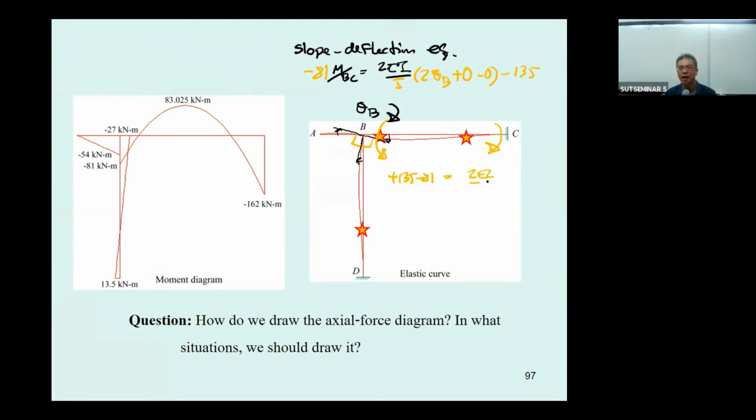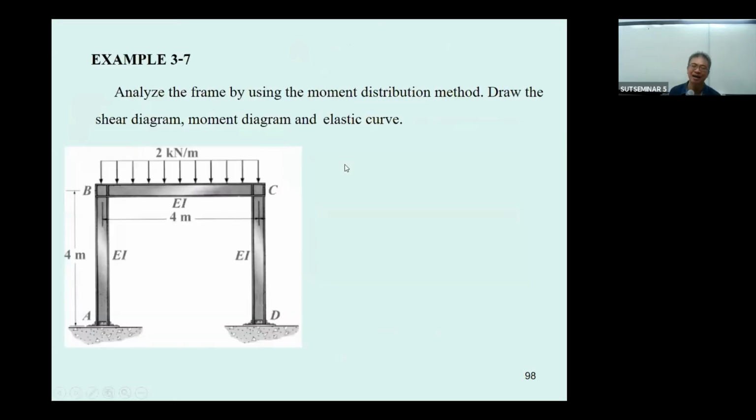2 times 2 is going to be 4. So this is going to be theta sub b, and your theta sub b is going to be 135 minus 81 times 5 over 4, and then this is going to be over EI. And this is positive. That means it's going to be in the clockwise direction. And I leave this one for you guys to practice by yourself.